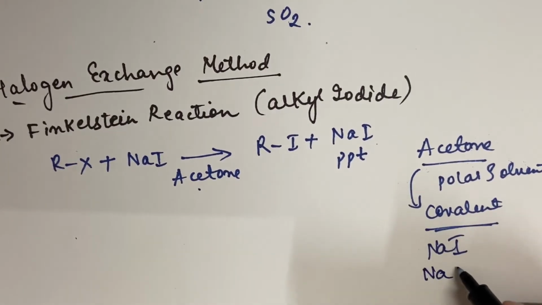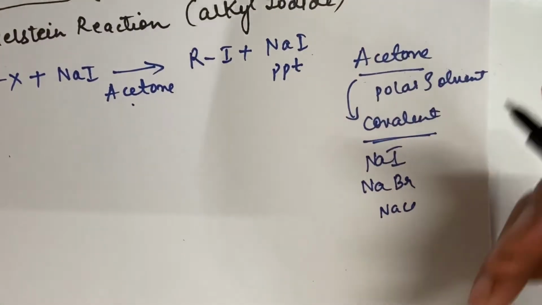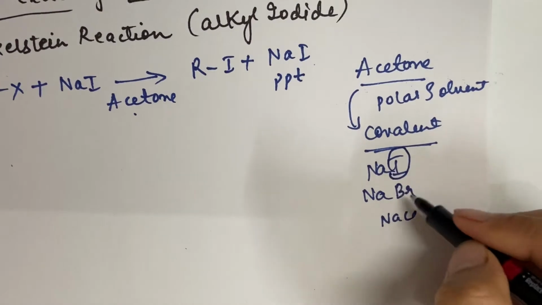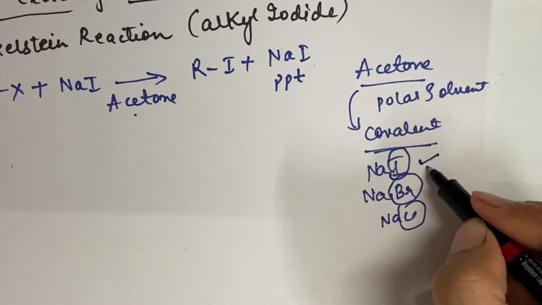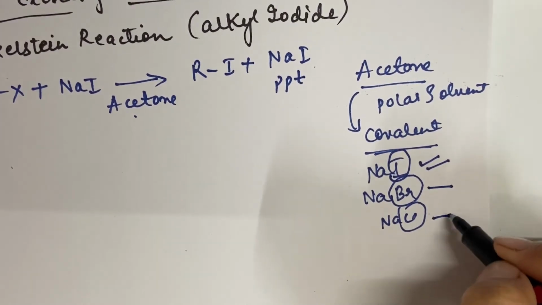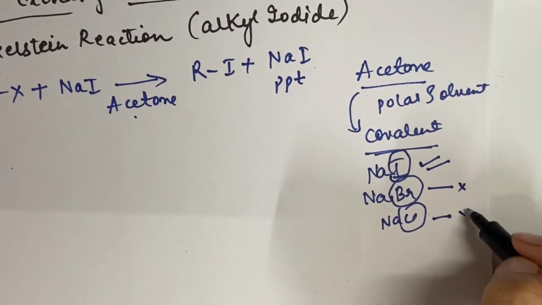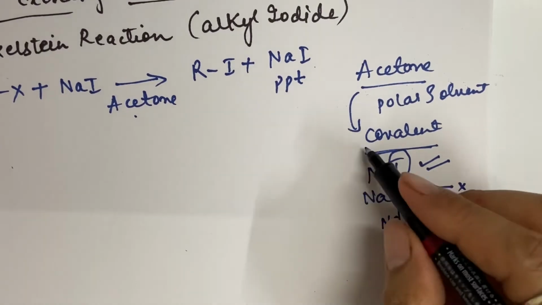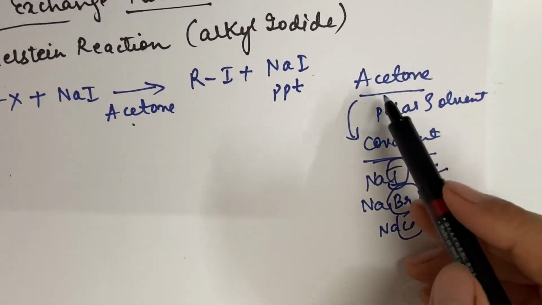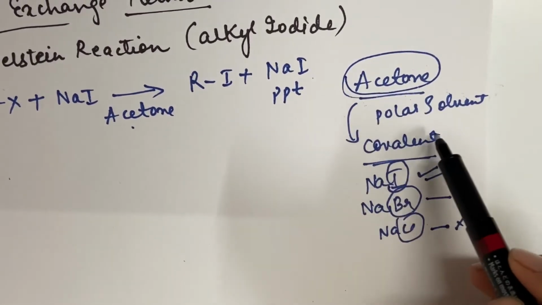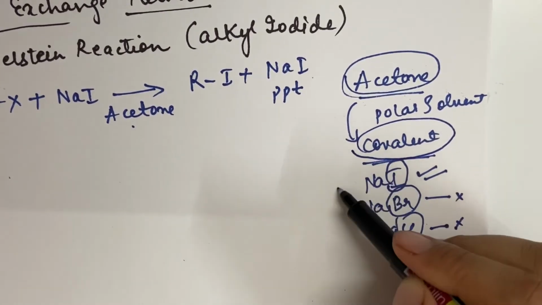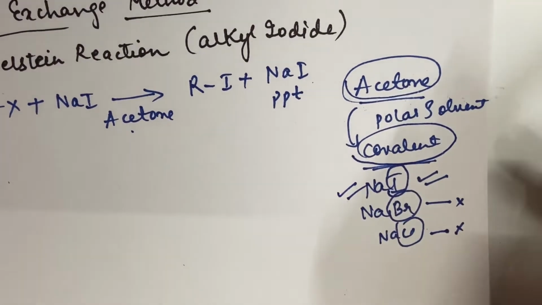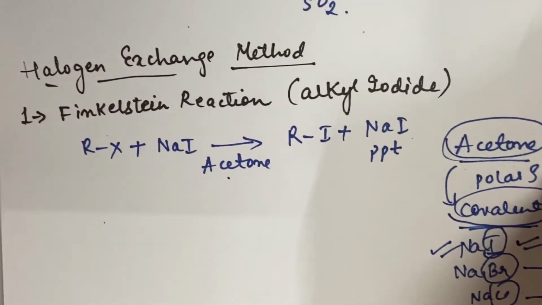Because if you see NaI, NaBr and NaCl, out of these three, the greater the size of the anion, the greater will be the covalent character. So that is why NaI is more covalent as compared to NaBr and NaCl. So we cannot use NaBr and NaCl because they are less covalent as compared to NaI, and in acetone only like dissolves like. So that is why we will use only NaI in it, because it is more covalent. This is the reason for using acetone in it.